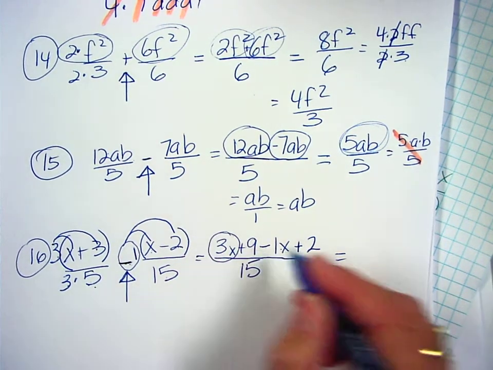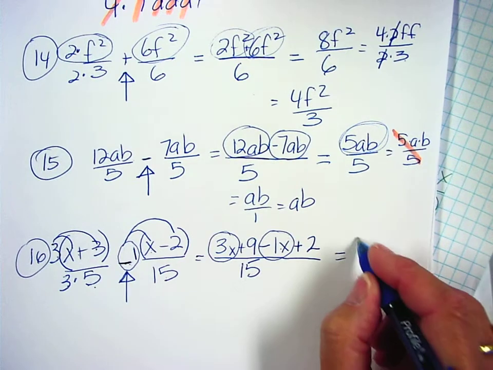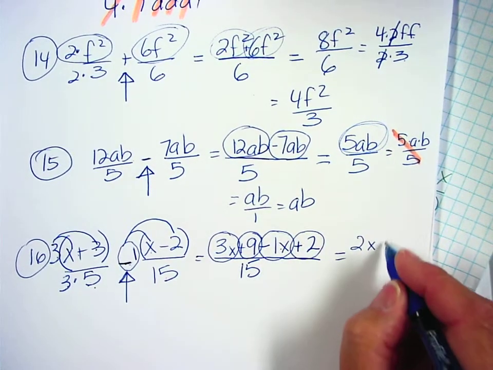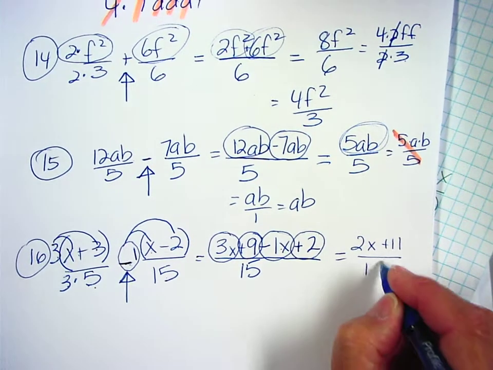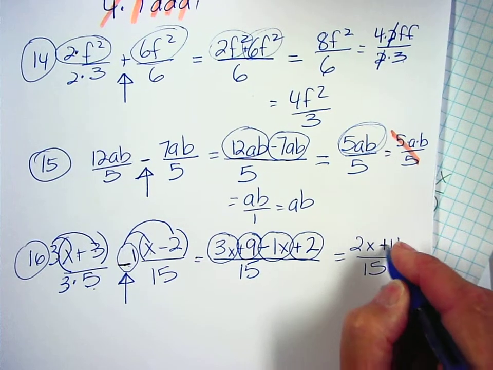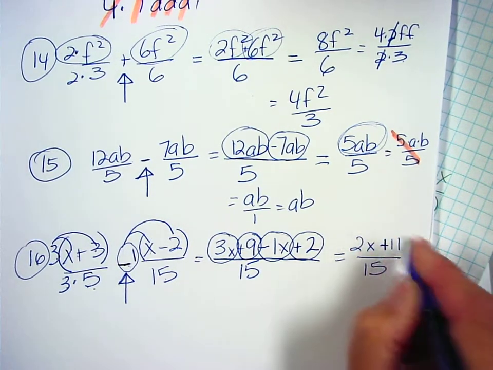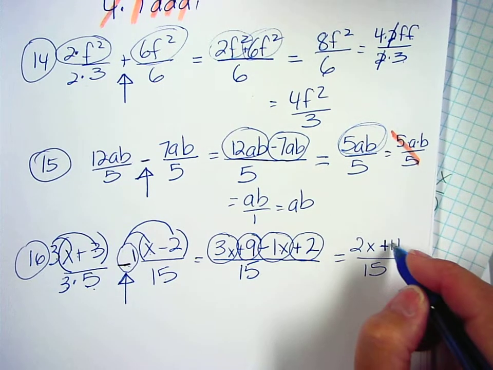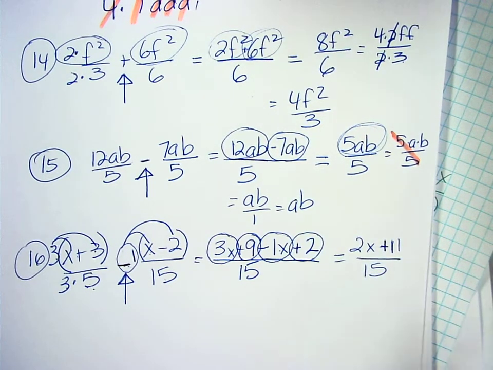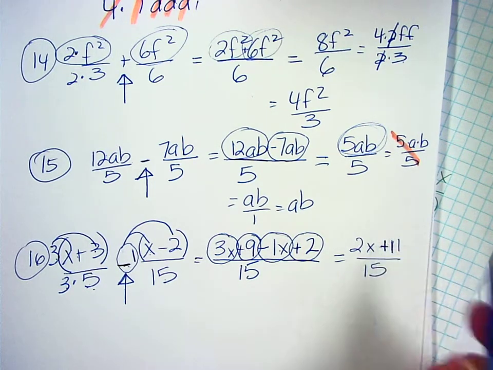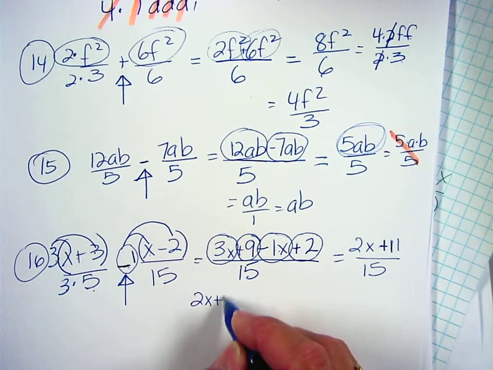Now I'm going to combine 3x and negative 1x, and I'm going to get 2x. And I'm going to combine 9 and 2, and I'm going to get positive 11 over 15. This is a polynomial, so when I look at my menu, no GCF, it's not a PST, it's not dots, and it's not a trinomial. I can't use X-Man, so this can't be factored. 2x plus 11 is as good as that's going to get.